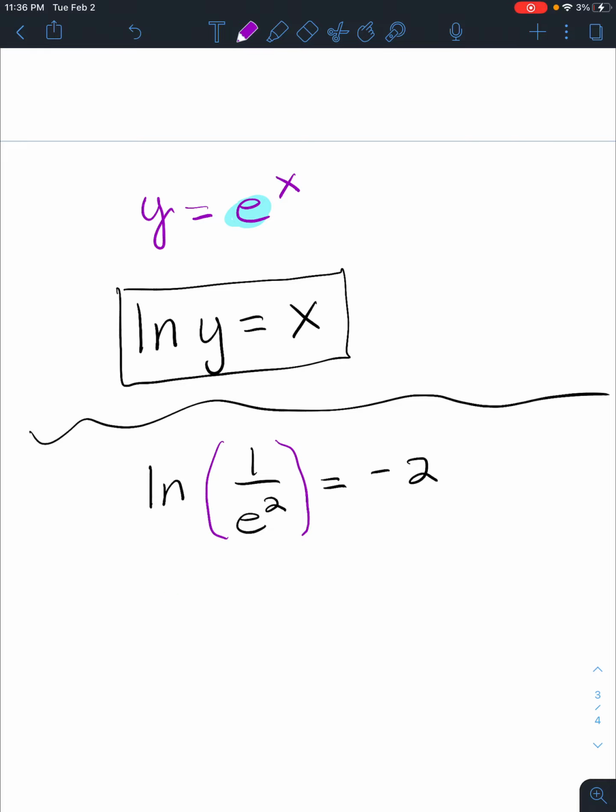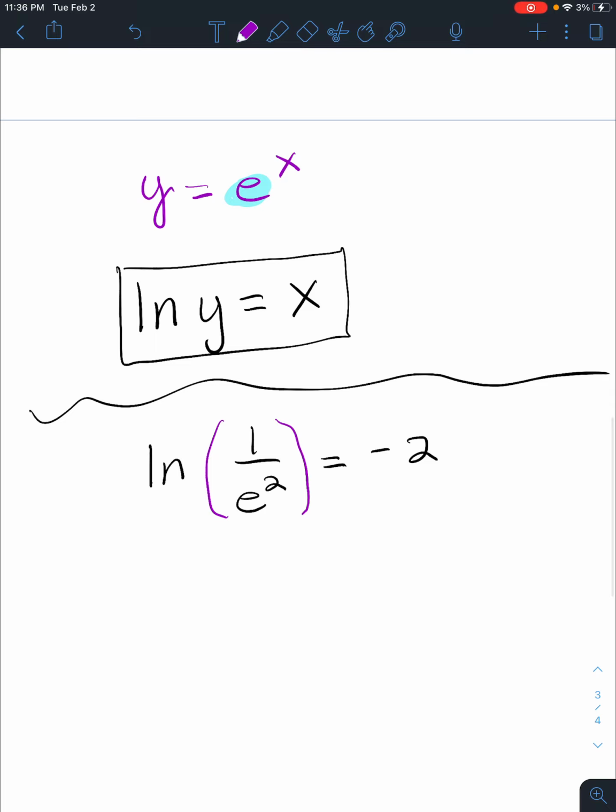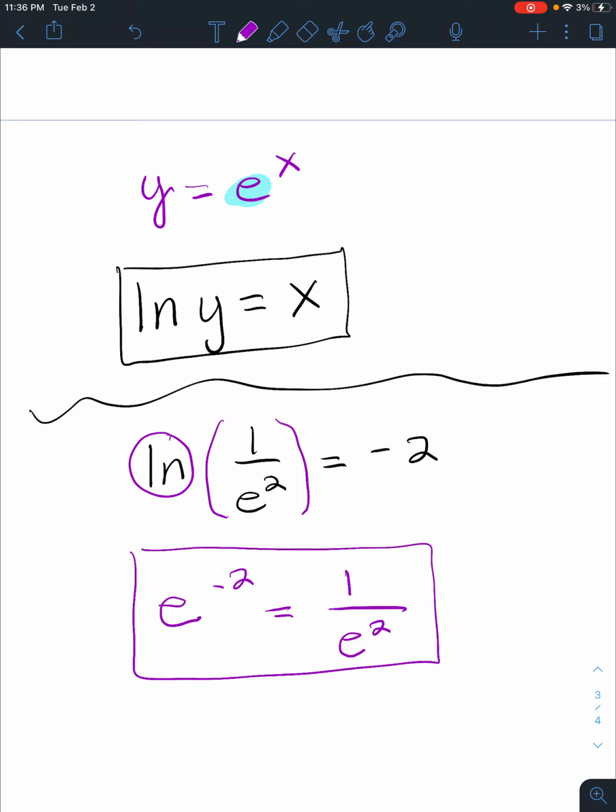So if we were going to write this in exponential form, we know that our base is e because this ln tells us that the base is e. We know our exponent is -2, and we know our answer is 1 over e squared. Once again, I'm not evaluating anything, I am just converting. So this is what we call converting.